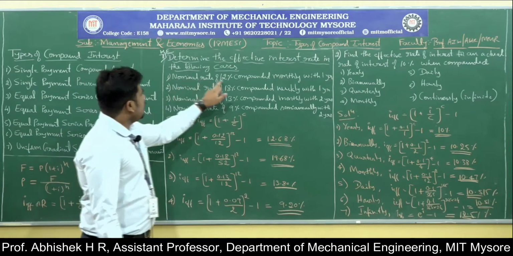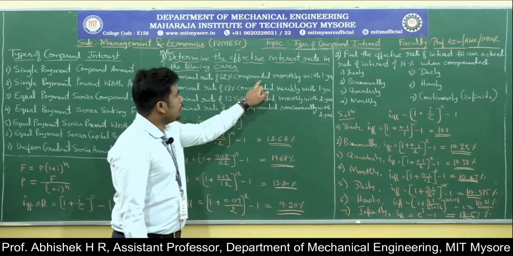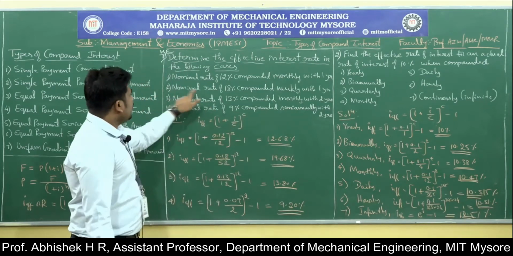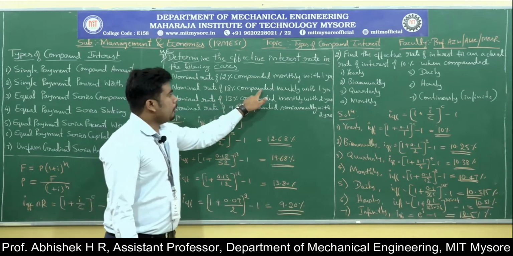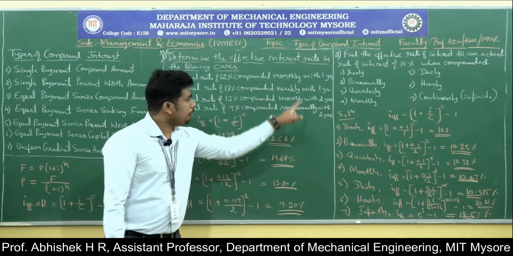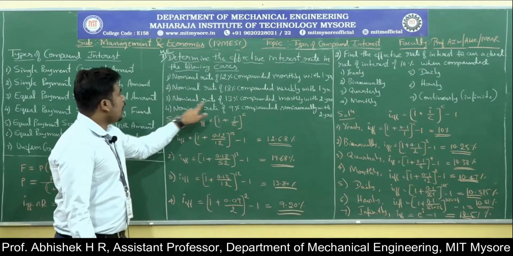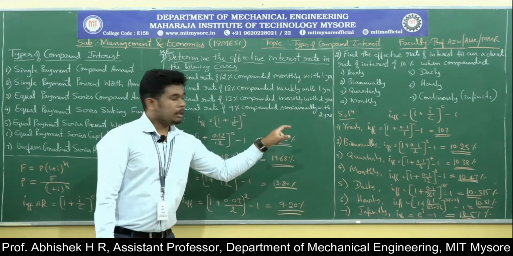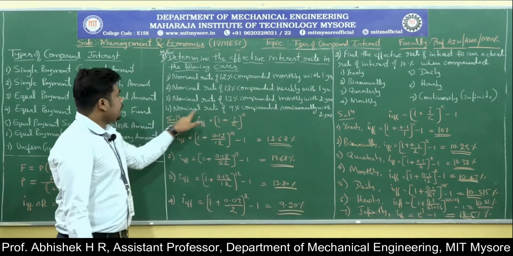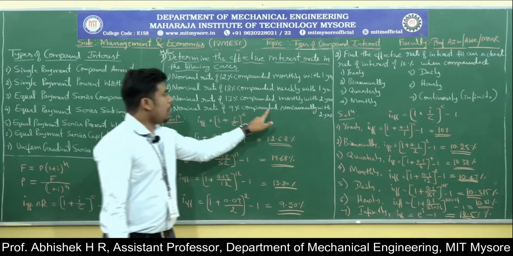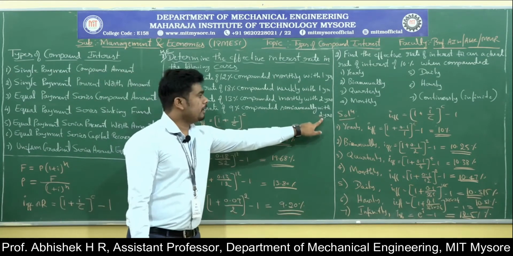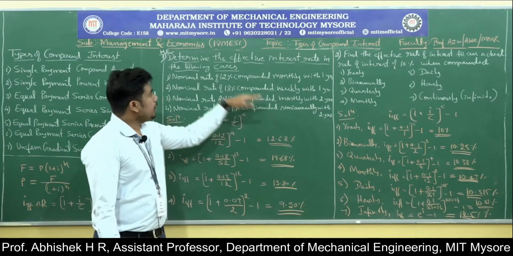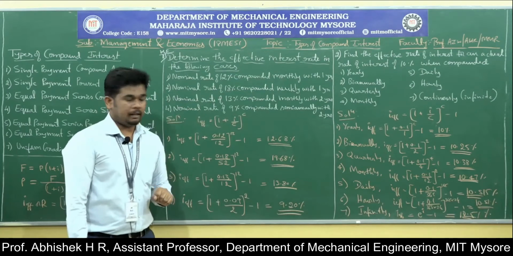First one is nominal rate of 12% compounded monthly with a time interval of 1 year. Nominal rate of 18% compounded weekly with a time interval of 1 year. Then third one, nominal rate of 13% compounded monthly with a time interval of 2 years. Nominal rate of 9% compounded semi-annually with the time interval of 2 years. So for this condition, we need to calculate the effective rate of interest.